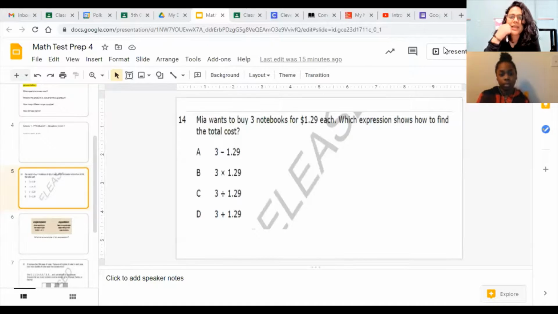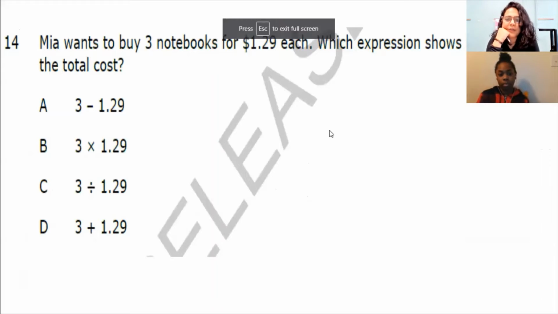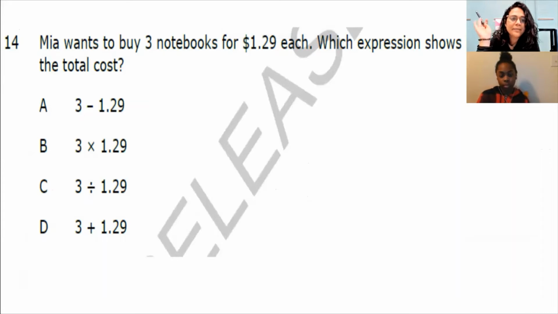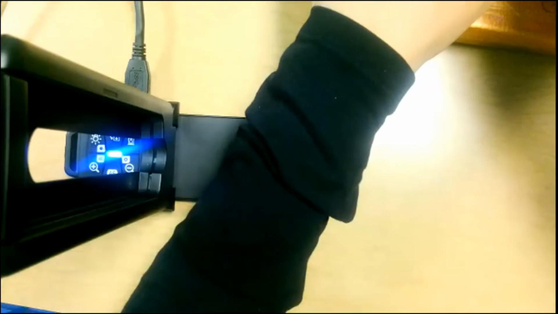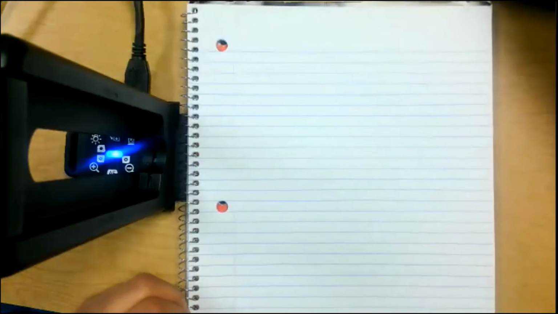Okay. Yeah, so you're saying that you think it's B. And actually, if you imagine yourself, let's say you're Mia and you want to buy 3 notebooks for $1.29 each, and you go to the store. And let me share my other camera so that you can see what I'm imagining. And I want to know if that's also what you see.